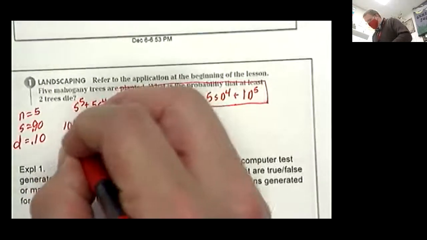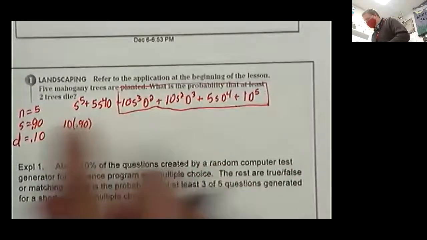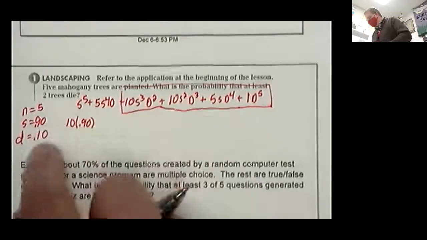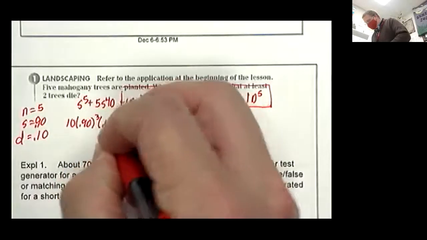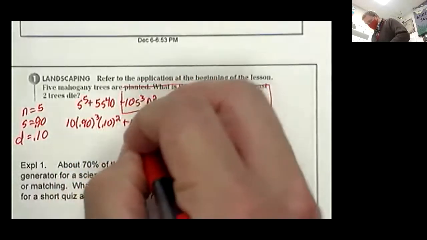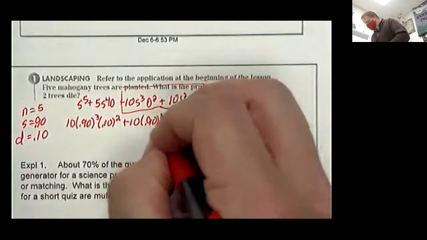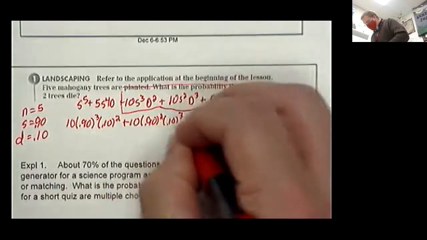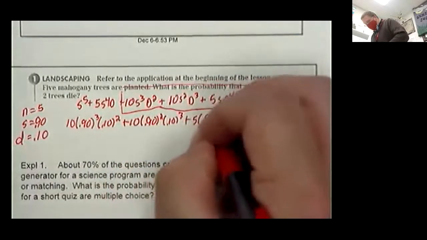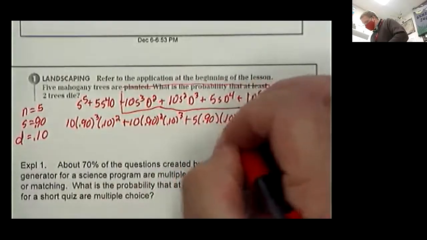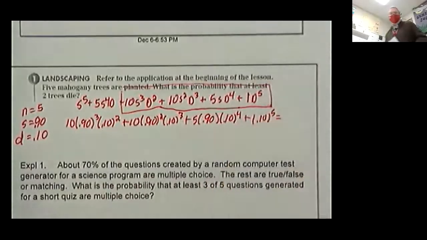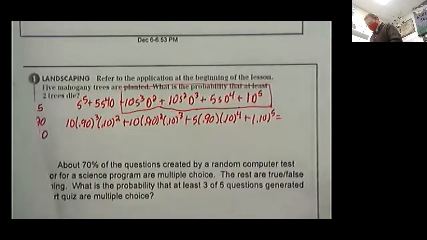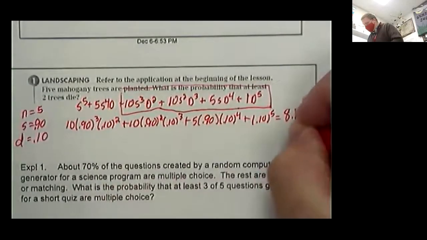This is 10 times 0.90. Wherever there's a success, that's our 0.90. Wherever the tree dies, that's a 0.10. So 10 times 0.90 cubed times 0.10 squared, plus 10 times 0.90 squared times 0.10 cubed, plus 5 times 0.90 times 0.10 to the fourth plus 0.10 to the fifth. And if we plug all of that into our calculator, we get a really small answer, 8.1%.